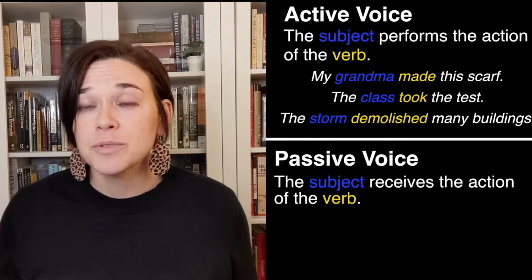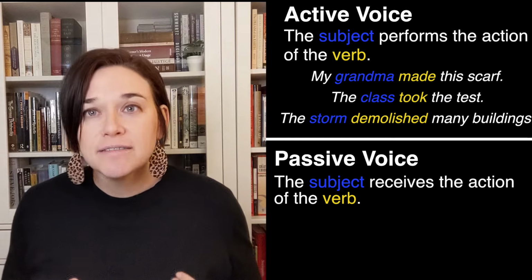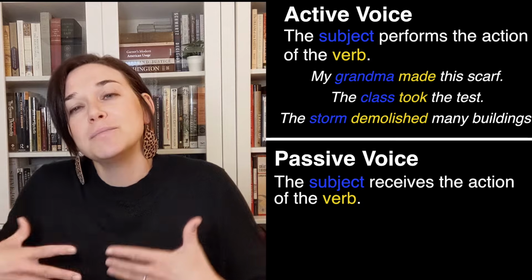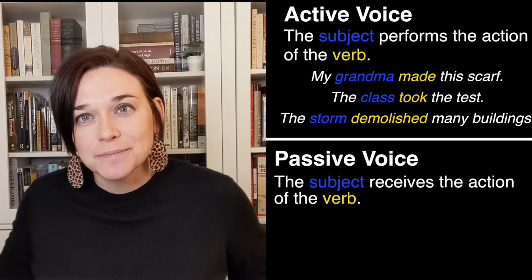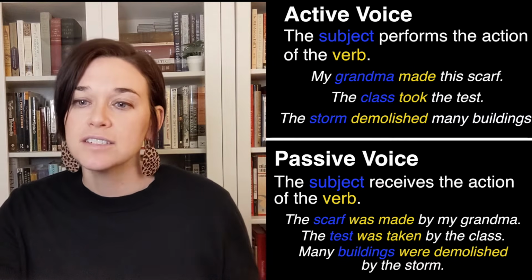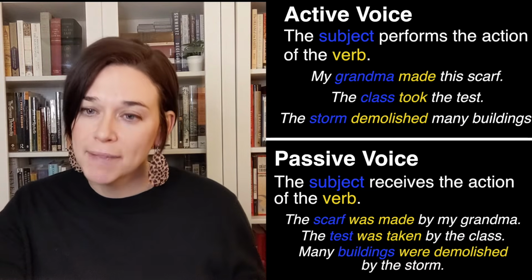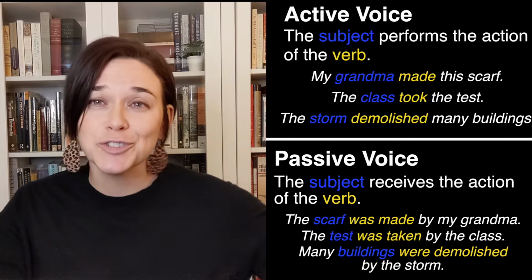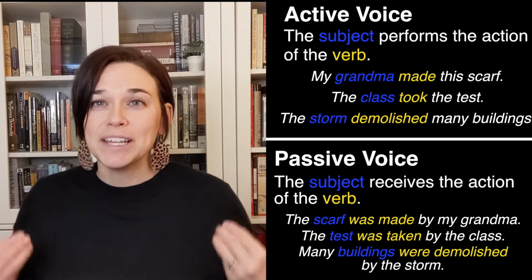When an action verb is written in the passive voice, all that means is that the subject receives the action. So you can think of it as, in the passive voice, subjects just sit there passively. They don't do anything. They're just receiving action. Here are some examples of action verbs written in the passive voice. The scarf was made by my grandma. Scarf is the subject, and was made is our passive verb. Notice that scarf isn't doing the making. It's not doing anything. It's receiving the action of being made.